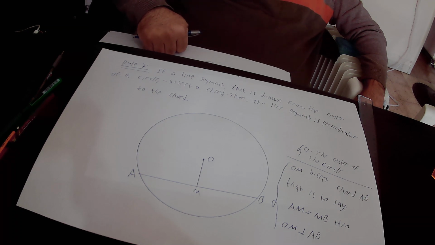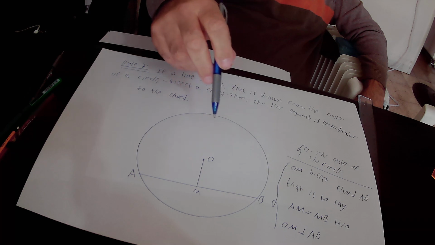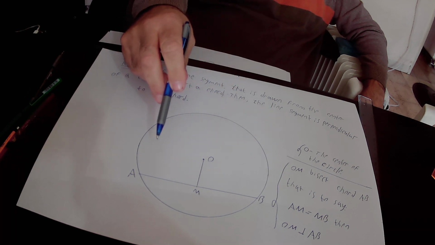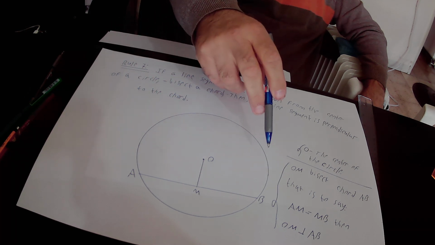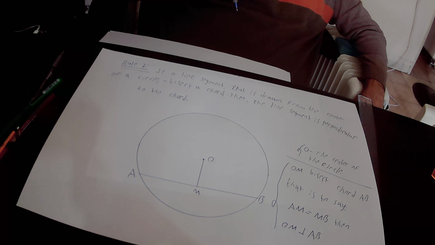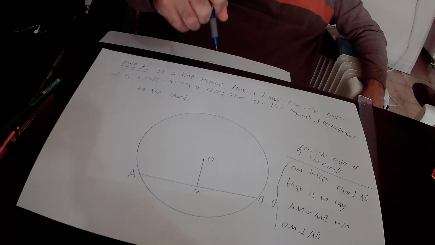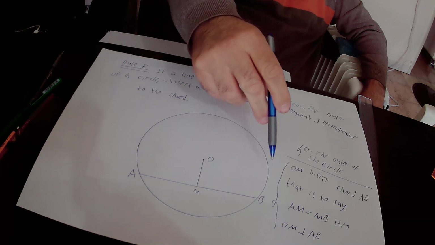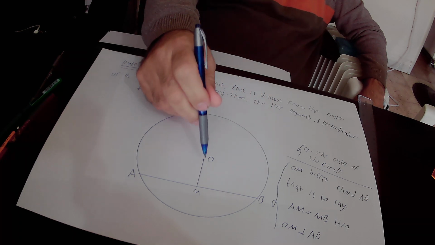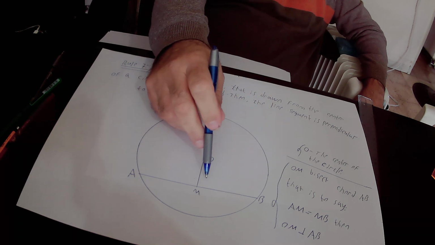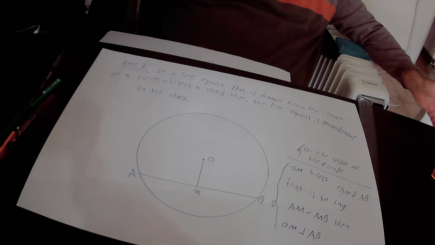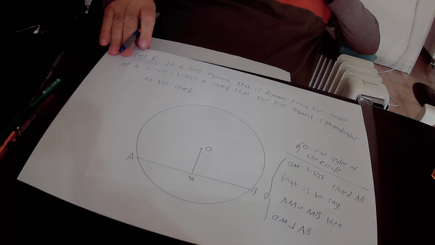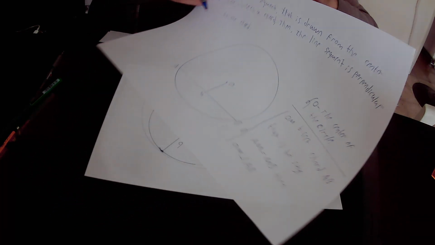And because line segment OM bisects AB, that is to say AM equals MB, then according to rule number 7, OM also is perpendicular to AB. OM is perpendicular to AB. That is to say, this angle equals 90 degrees and this angle equals 90 degrees according to rule number 7. You can implement rule number 7 in our drawing.